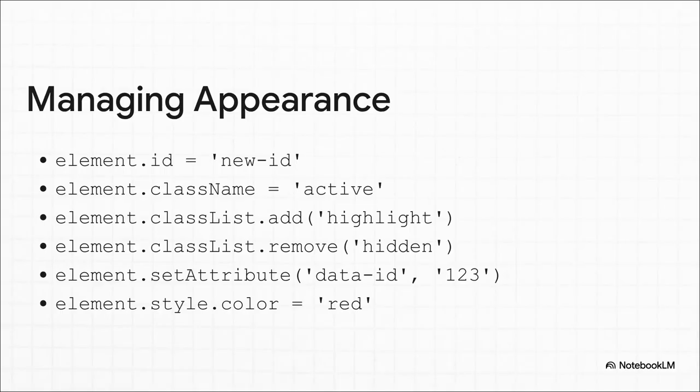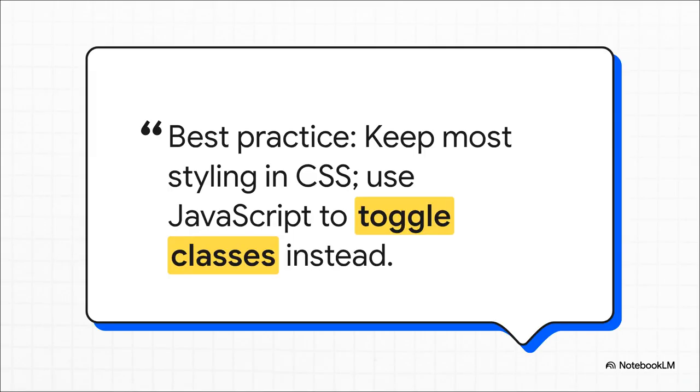We can change its ID, we can completely swap out its class name, or, and this is super useful, we can use classList to just add or remove a single class, like adding highlight or removing hidden. We can also set custom data attributes to store information, and yep, we can even reach in and change its CSS styles directly, like making its text color red. But here's a really important pro tip. Even though you can change styles directly from JavaScript, it's almost always a better idea to keep your styles defined in your CSS file.